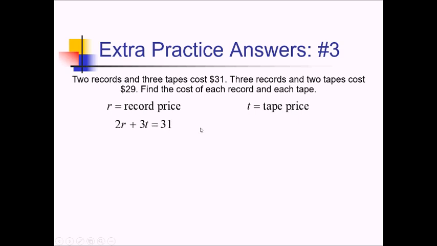My other equation I'm going to set up pretty much the same way. We have 3 records this time and 2 tapes, so 3R plus 2T equals, and this time around it's 29. So for this one, you could use substitution or elimination, but substitution is going to be kind of nasty. It's going to involve fractions no matter how you do it. So I'm going to go with elimination, and I'm going to choose to eliminate the R right off the bat.